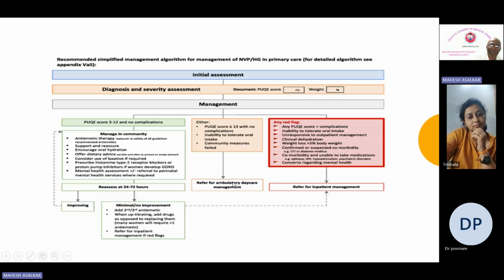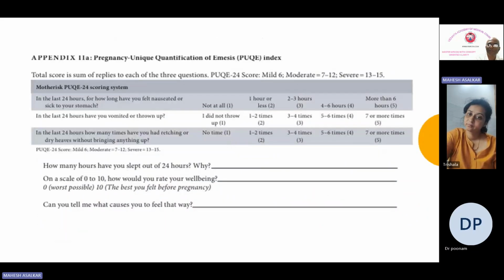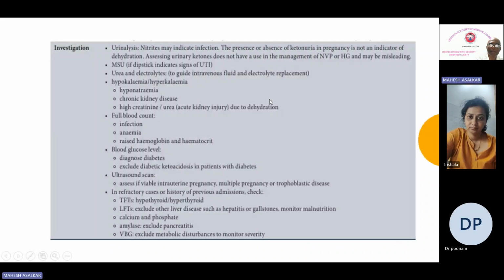Now which patients are for ambulatory management, where the PUQE score is 13 or more with no complications, inability to tolerate oral intake, and community measures have failed. Okay. This PUQE score we have seen here. Okay. So the score is high, 13 or more, but there are no associated complications. The patient is in the ambulatory care.